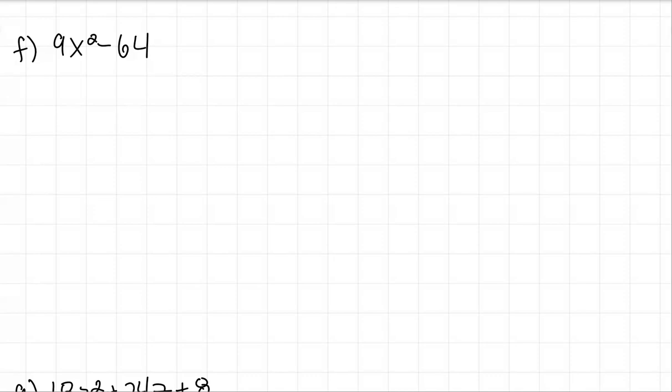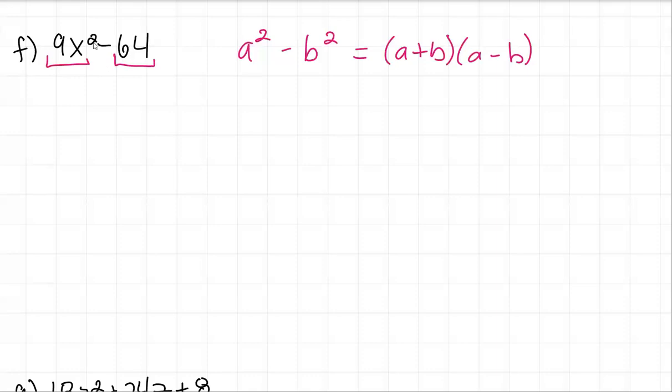9x squared minus 64. Here, we're gonna try to use our special patterns, okay? The one that this looks most like is a squared minus b squared, and remember, that's gonna equal a plus b, a minus b. The reason we're using special patterns is because 9x squared and 64 are perfect squares. This is the only time you're gonna use your special patterns, when you see perfect squares in the ax squared term and the c term. If you see perfect squares in those terms, you might wanna try using a special pattern, okay?